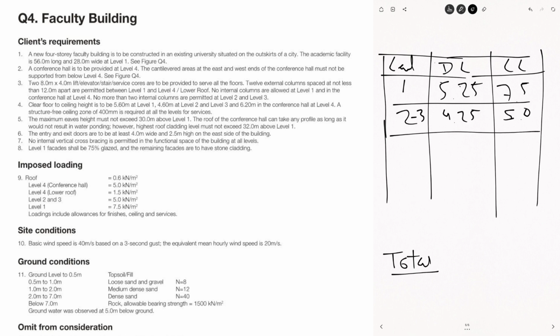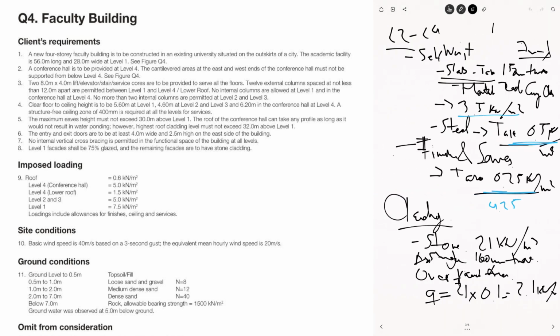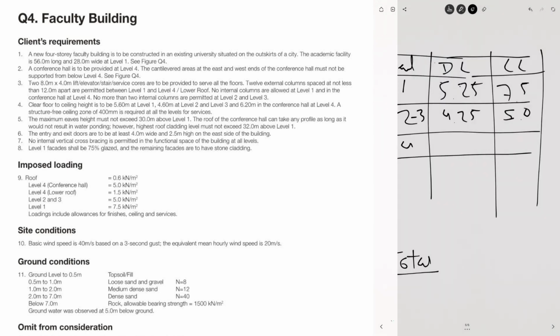Then level 4. I think I made a mistake here. I put this as a 4. This should actually be level 3. Oh, no, because the dead load is the same. No, sorry, my bad. It is correct here, level 4. So the dead load in level 4 would be the same, 4.25, and we actually have level 4 lower roof and level 4 conference hall.